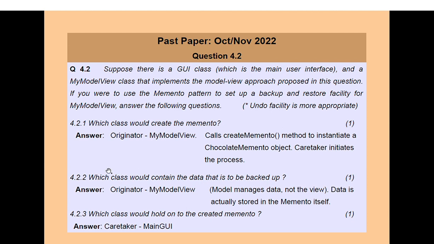Next part of the question, which class would contain the data that is to be backed up? Okay, this wording is actually a bit ambiguous. The data that is actually being backed up is the data that is held in the originator, in the MyModelView.